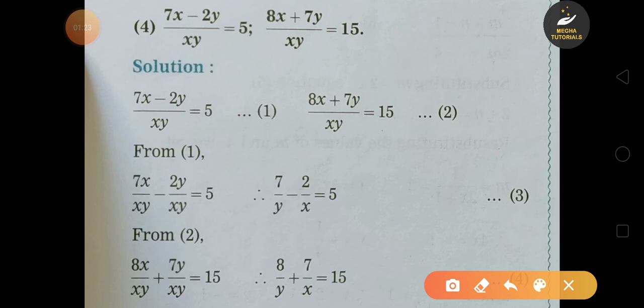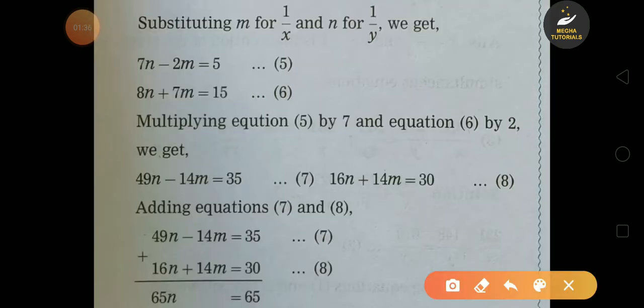Now equations 3 and 4 are also not in the standard form. So we need to replace 1 upon y and 1 upon x using suitable variables. So let us assume 1 upon x is equal to m and 1 upon y is equal to n. So after substituting we will get 7n minus 2m is equal to 5, equation 5, and 8n plus 7m is equal to 15, equation 6.